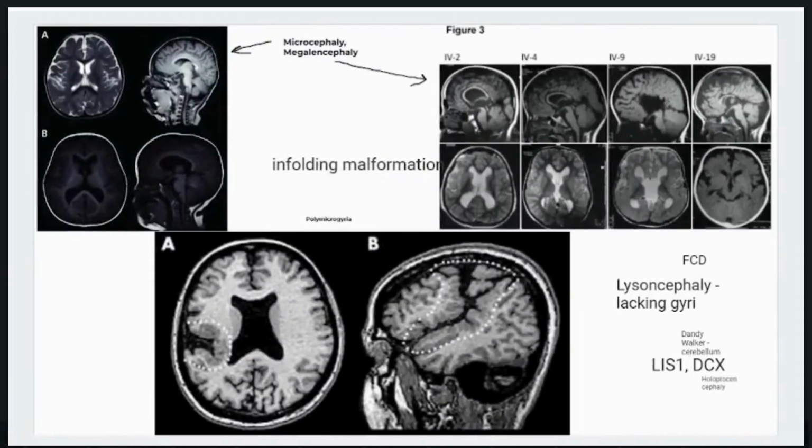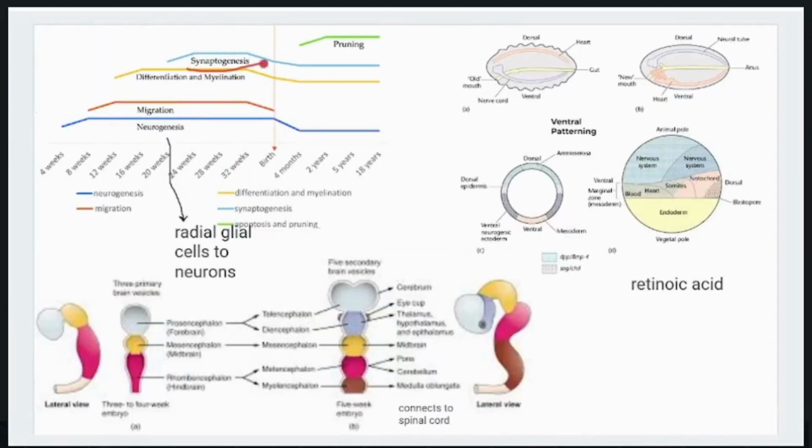Axon guidance and synaptogenesis is the next thing we'll discuss. Once neurons reach their final locations, they must extend their axons to connect with target cells to form functional networks. Axons are guided by a combination of attractive and repulsive cues in the environment, mediated by molecules such as netrins, semaphorins, ephrins, and slits. Growth cones at the tips of axons respond to these cues, steering the axon towards its target. Once axons reach their target, they form synapses, establishing the connections necessary for neural circuits.